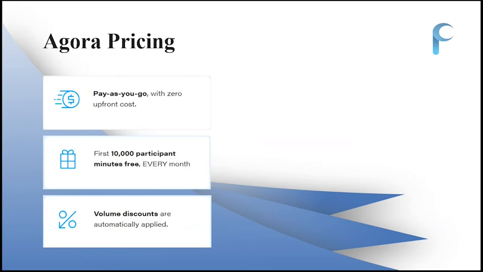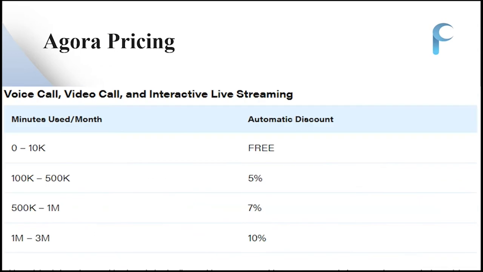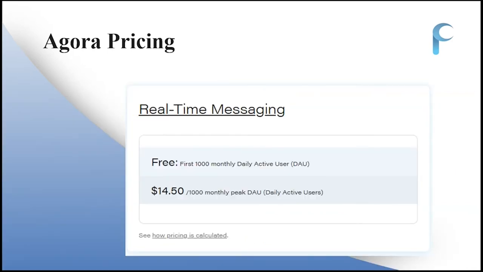Agora pricing plan. You have to pay as you go. The first 1000 participants every month are free. Volume discounts are automatically applied. For 0 to 10k minutes, Agora provides a free tier, and after that you have to pay. Based on that, for 100k to 500k, you have a 5% discount, and all the others have some discounts like 7% and 10%.